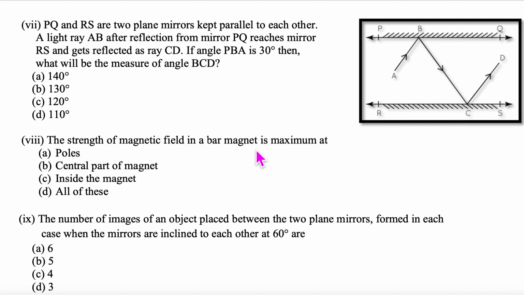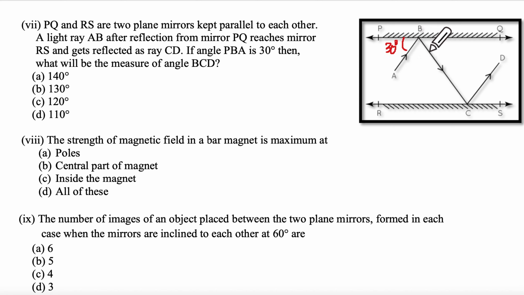Then read this. PQ and RS are two plane mirrors kept parallel to each other. A light ray AB, after reflection from mirror PQ, reaches mirror RS and gets reflected as ray CD. If angle PBA is equal to 30 degrees, then what is the measure of angle BCD? This is 30 degrees, correct?